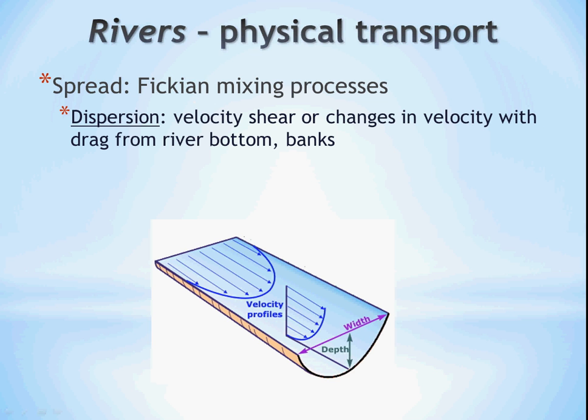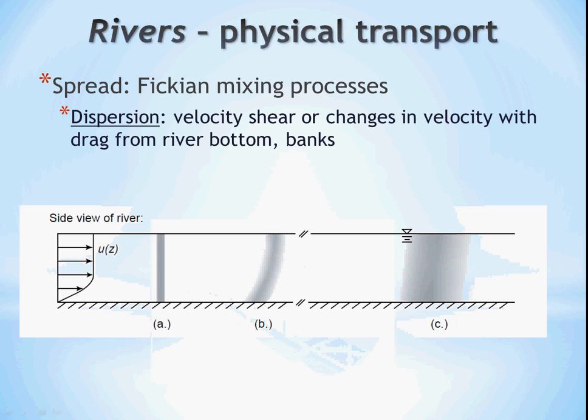Dispersion, in this case in rivers, is due to velocity shear, or changes in velocity due to drag along the bottom of the river or along the sides of the river, the banks. Again, this is a figure showing you how if you start out with a uniform column of some pollutant, over time because of drag, for example, along the bottom of the river, it spreads out.